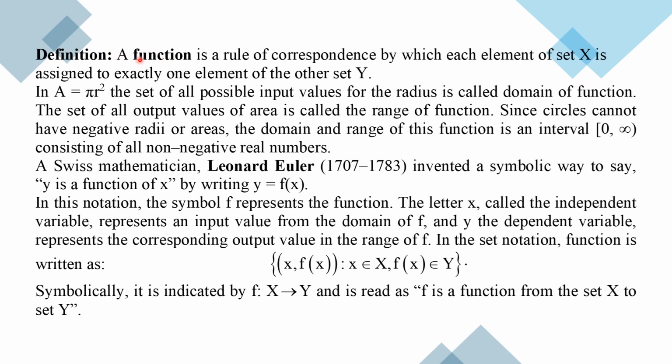Now we are in a position to state the definition of a function. A function is a rule of correspondence by which each element of set X is assigned exactly one element of the set Y. As in that example, A is equal to pi r square. The set of all possible input values of the radius is called the domain of the function. The set of all output values of area is called the range of the function.